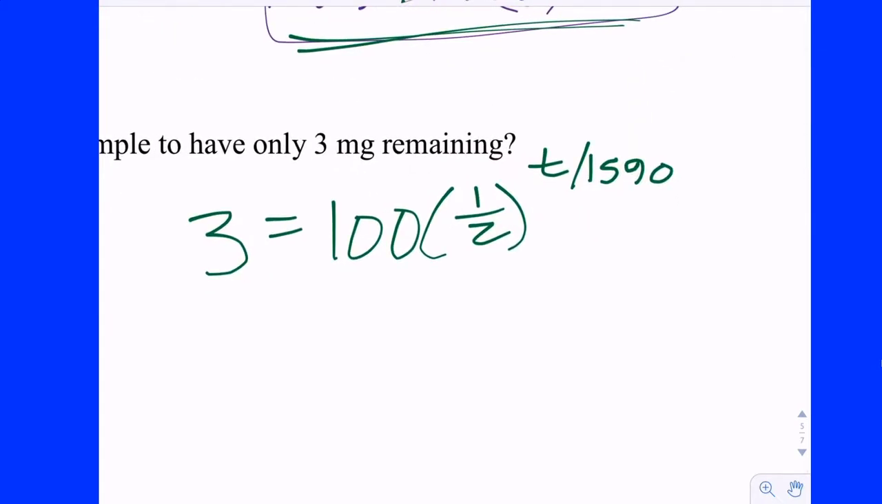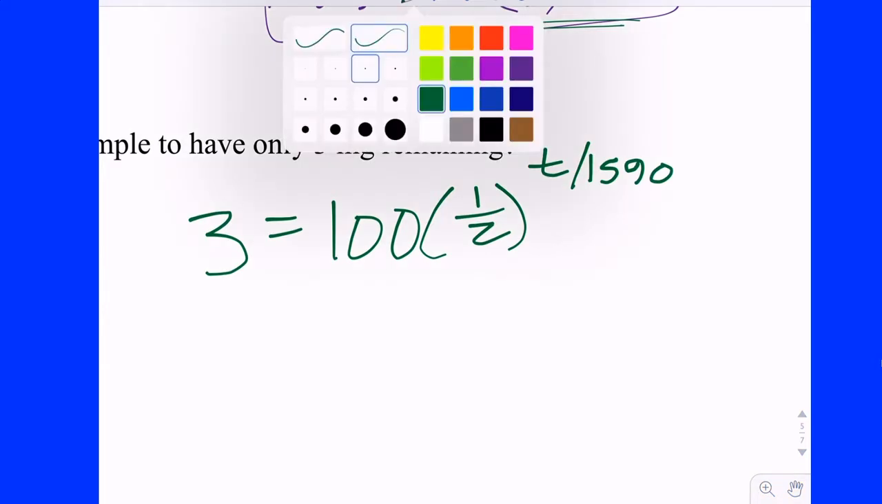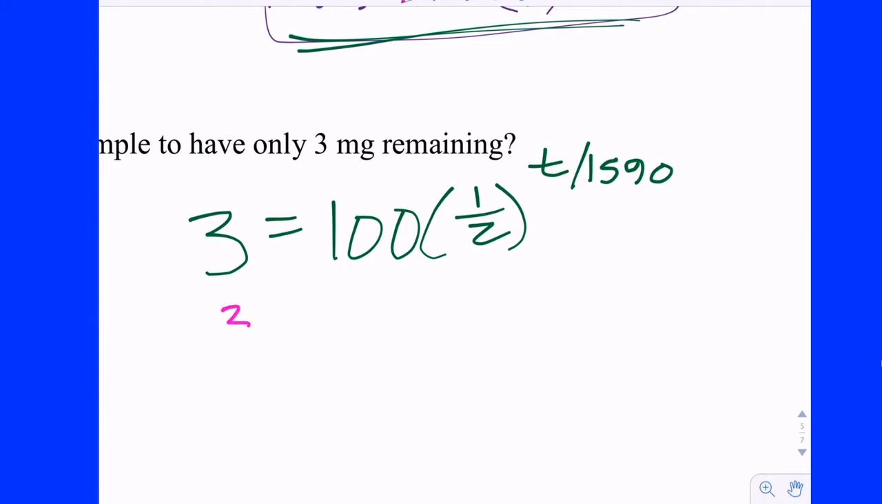Okay, so now if we solve this for t, what's the first thing we'd have to do? Just reviewing solving an exponential equation. Divide by 100, and that gives us 1/2. And your answers were going to be in terms of natural log. So instead of taking log base 1/2 of both sides, we would take the natural log of both sides.